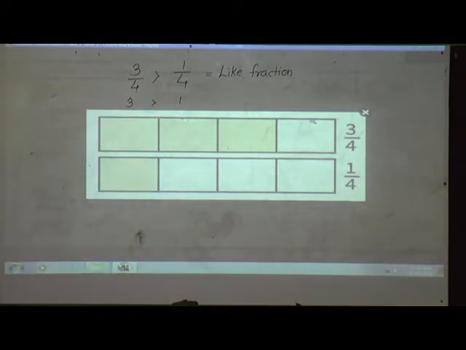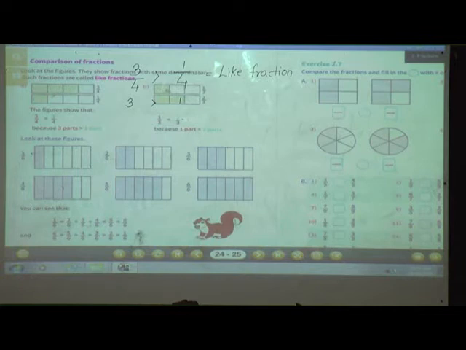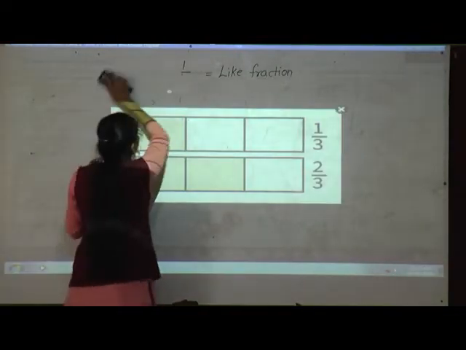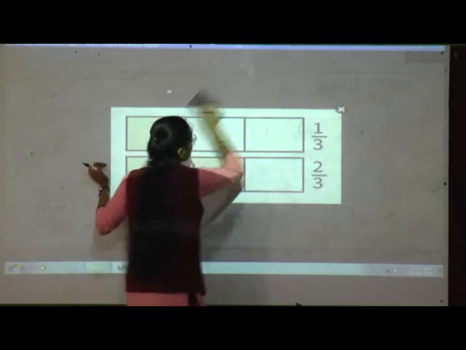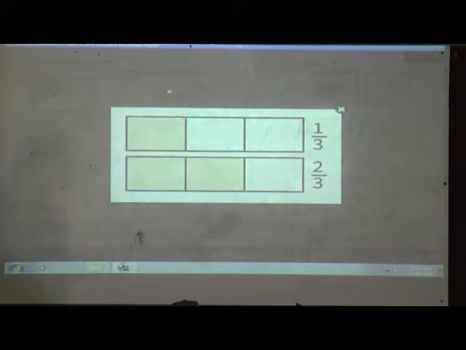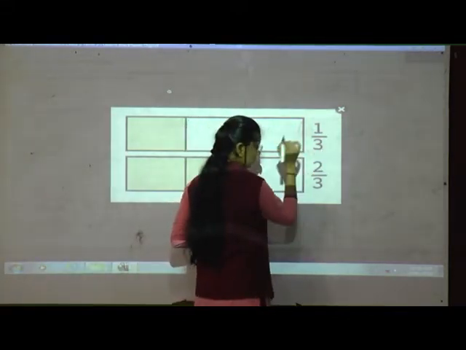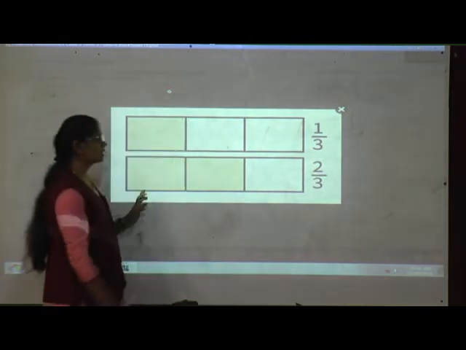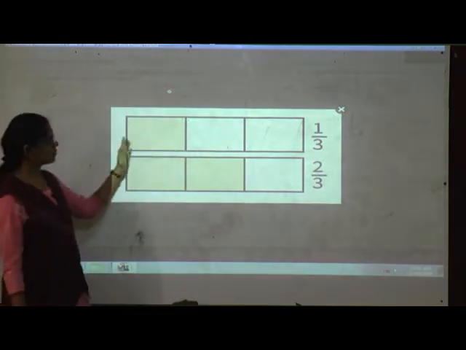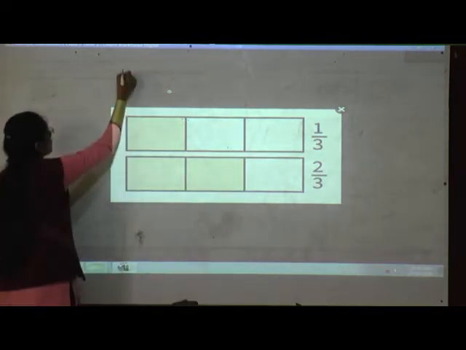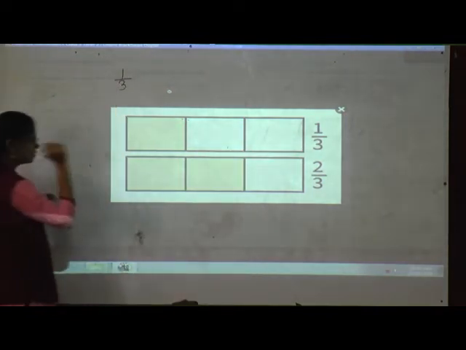In this way you can do the comparison. Now we'll see one more example. See this second example. Here in the first figure, this whole is divided into 1, 2, 3 equal parts. So here 3 we have written. Now out of that 3, one part is shaded. So the fraction of this first figure is 1 by 3.